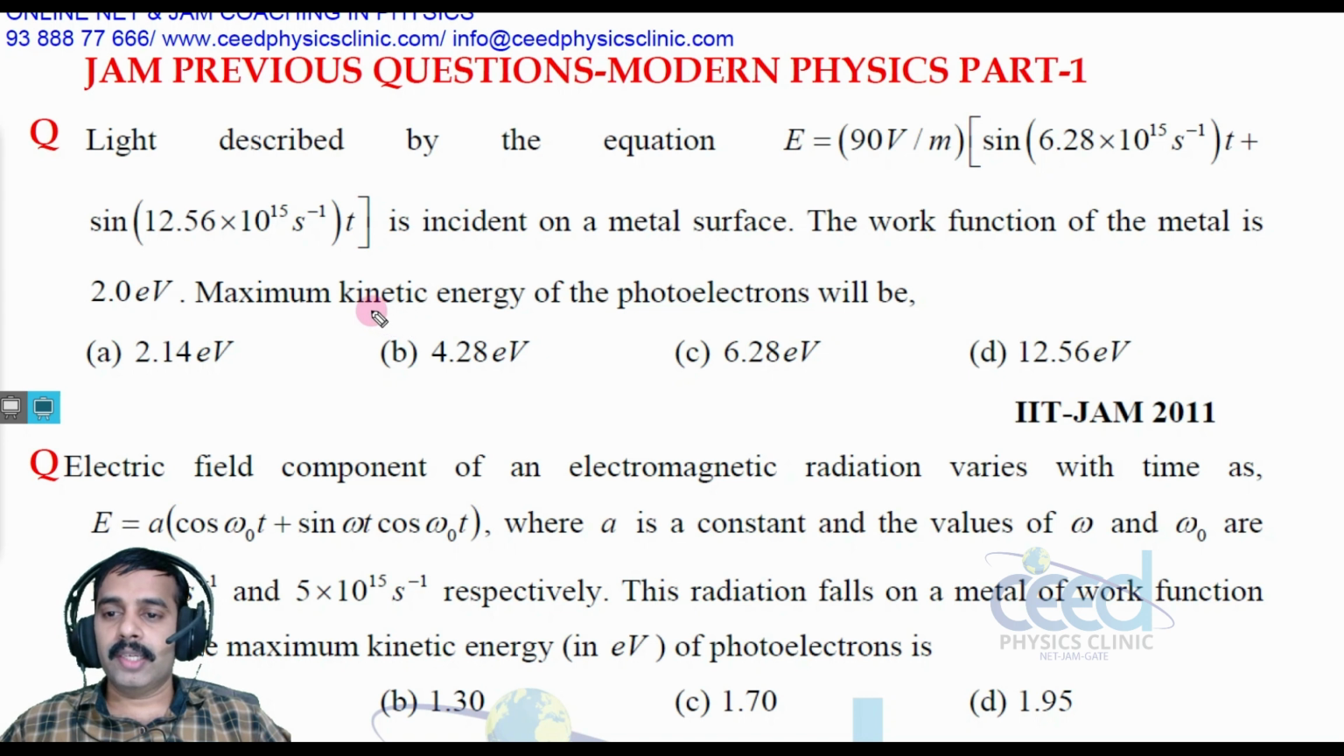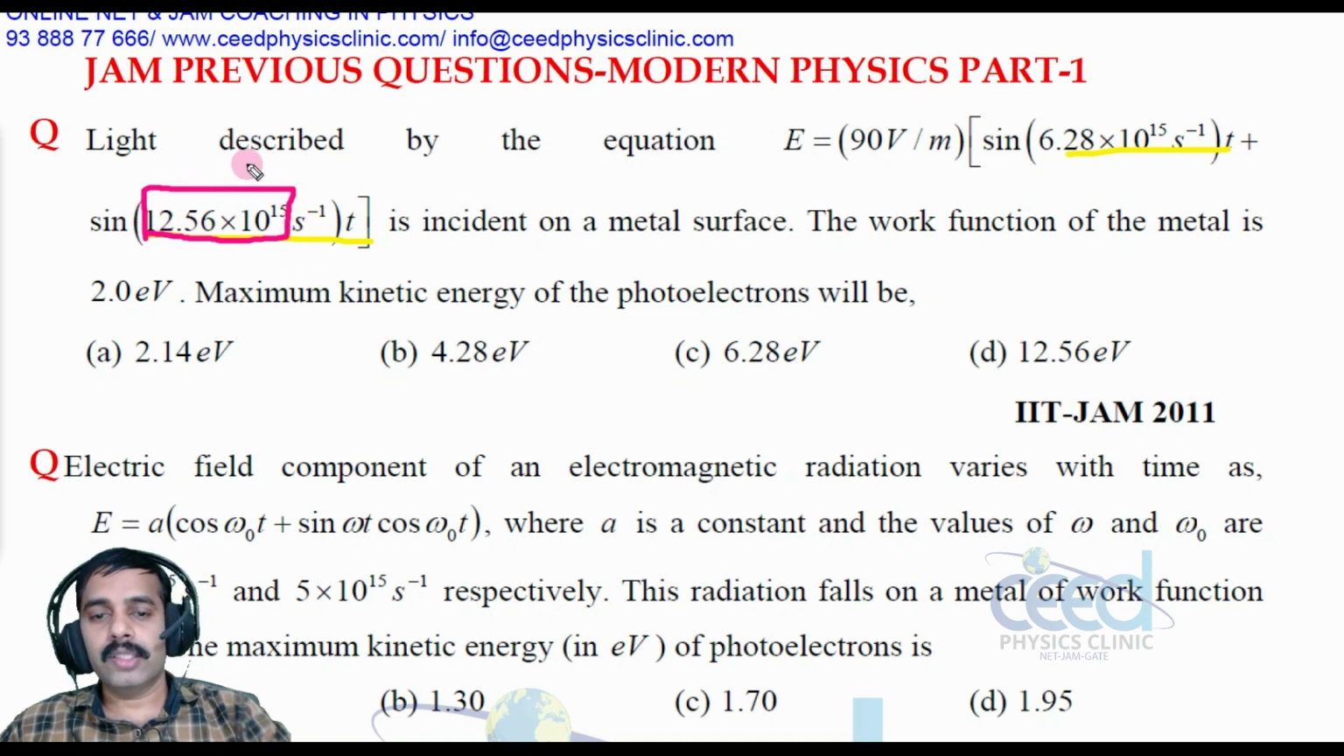So maximum kinetic energy will be produced by the maximum frequency, right? Out of this expression, which is in the sin omega t format, and here also sin omega t format, which one is the maximum frequency term? The omega maximum is this term. This omega maximum term will produce the maximum kinetic energy. The wave is a combination of two sine functions. Out of this, the maximum frequency is omega equal to 12.56 × 10^15.